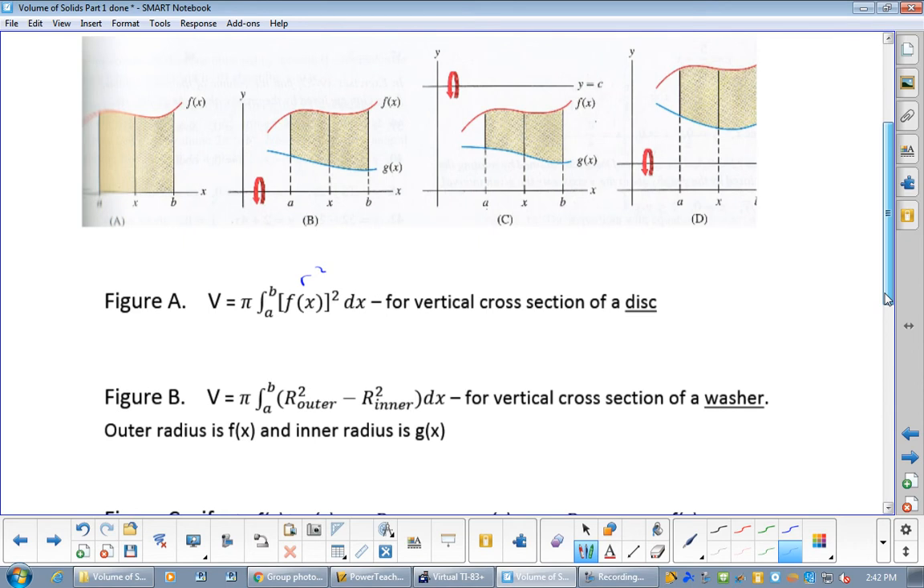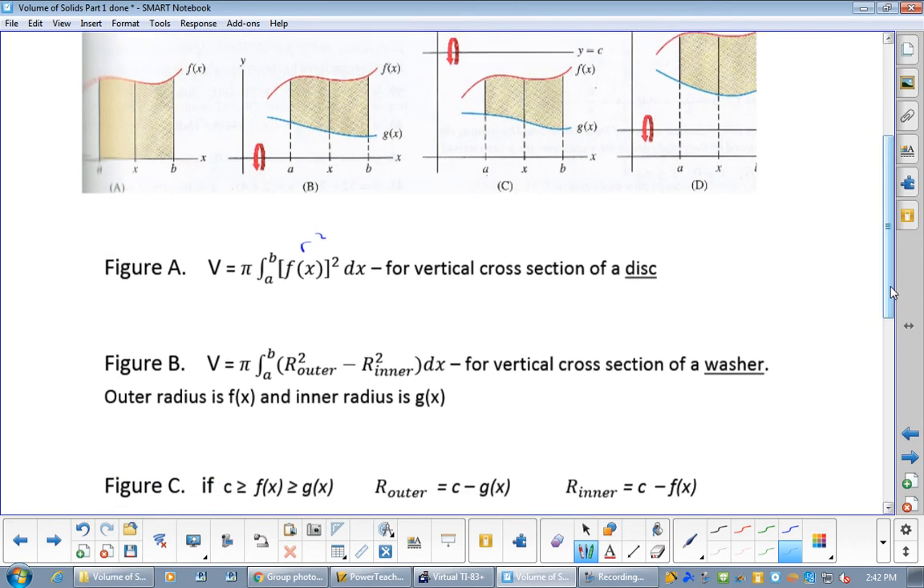If now you have a line above and you're rotating around it, so in this case y equals c up here, because it's above, you go c minus g of x for your outer, because see how this is the farthest away, minus the inner, which is right there.